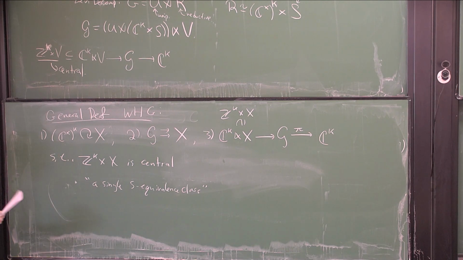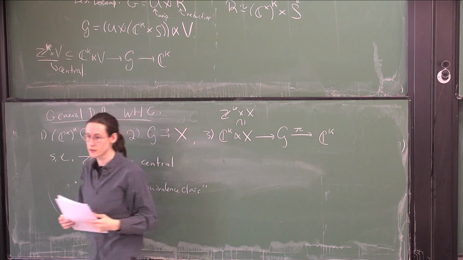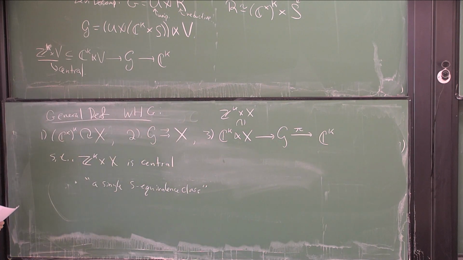I'm sorry, the map pi, does it do anything relative to the groupoid structure? Well, it's a groupoid homomorphism. Okay. Yeah, these are all groupoid homomorphisms.